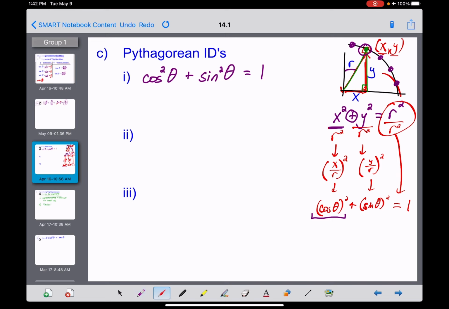Now, the second and the third of these guys right here are going to come from taking each of these three parts of this particular identity and dividing them all by, doesn't matter what order you do this, I'm going to divide them all by cosine squared of theta. As long as you're dividing by the same thing in all three cases, that's fine.